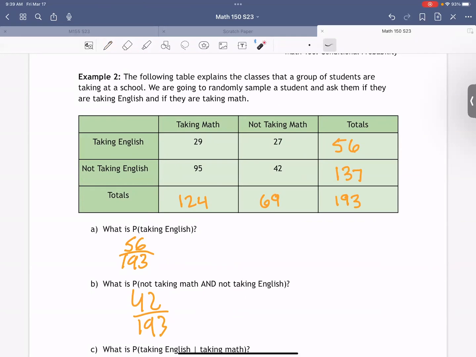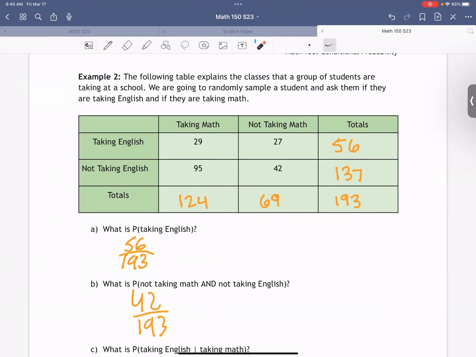So in this one, someone went to a school and asked students, are you taking math or not taking math? And then, are you taking English or are you not taking English? Michael did a good job of writing out the totals here. I think everyone was on the right track there, so I think we're good here. Let's go through some of these probabilities.